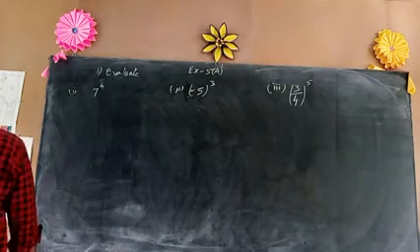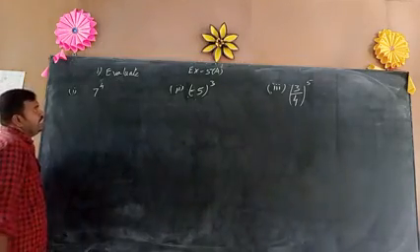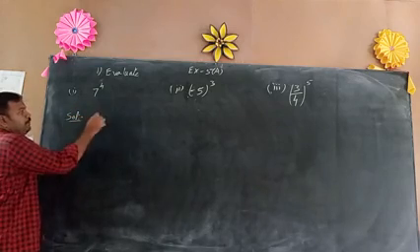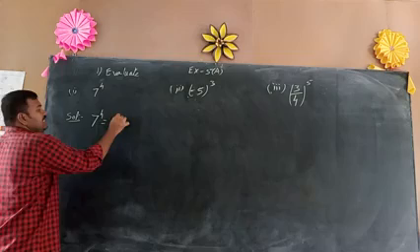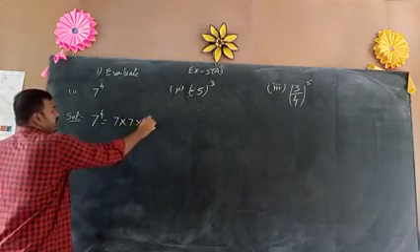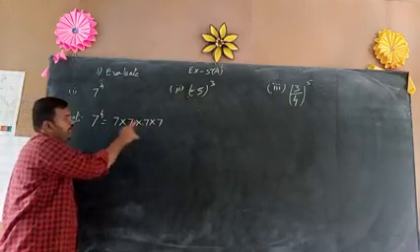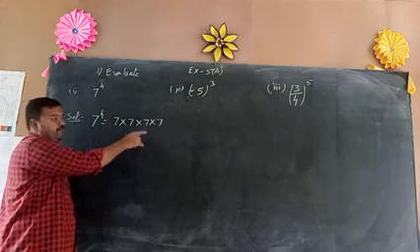Okay, here is our first sum. Exercise 5a: evaluate 7 to the power of 4. Solution: what is 7 to the power of 4? We have to repeat the 7 four times: 7 into 7 into 7 into 7. Because the power is 4, we have to multiply 7 four times.